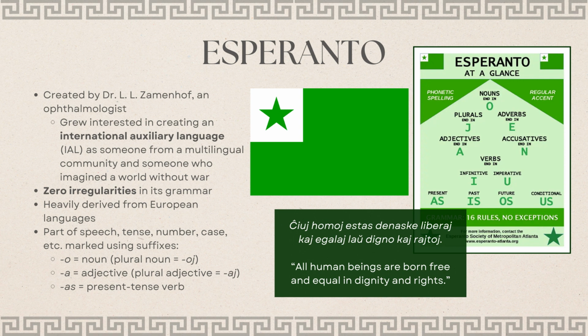Parts of speech, tense, number, case, etc., are formed using suffixes. So if you know how a word ends, you know what it's doing in a sentence, and you know what part of speech it is. For example, all singular nouns end in o, all plural nouns end in oi, all adjectives end in a, all present tense verbs end in as, past verbs end in is, etc. So it's very, very regular, and it's made to be much more easy to learn for people.